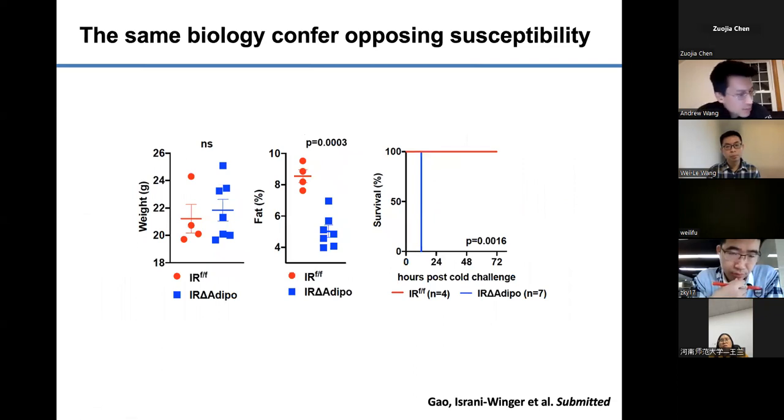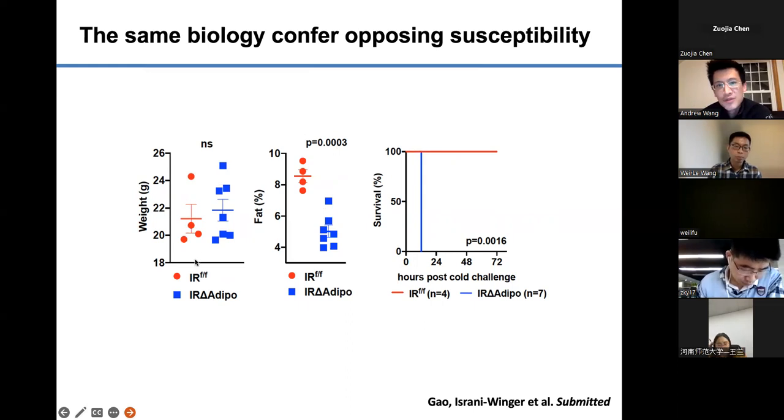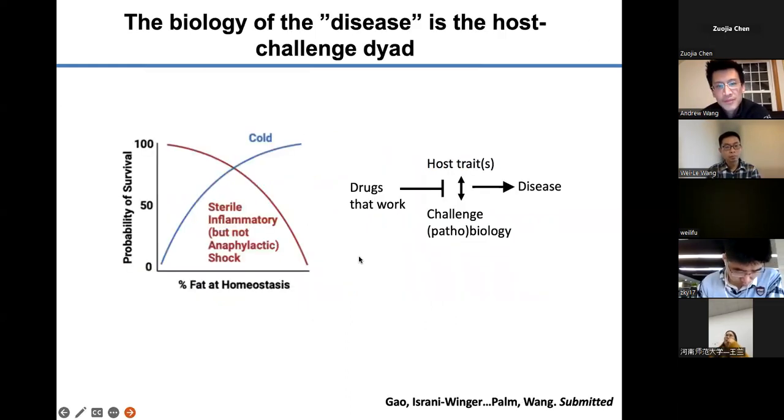I do like to point out this cold experiment because the results are just so striking. But if you remember in the LPS setting, when we manipulated fat so that it wasn't restrained by insulin in terms of being released, we got the exact flip opposite result in terms of mortality, consistent with the previous finding that slightly fatter mice would be the ones that live.